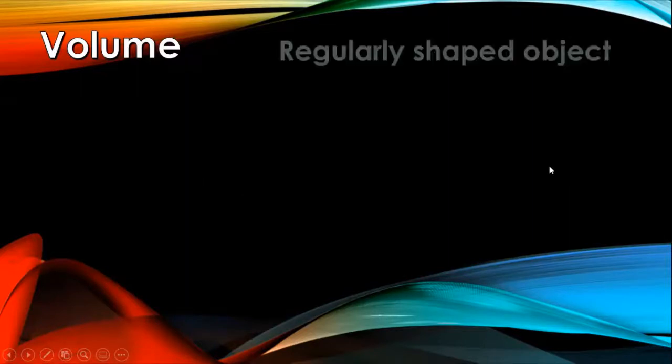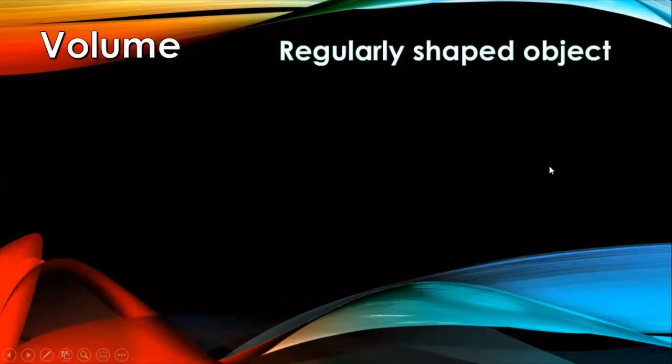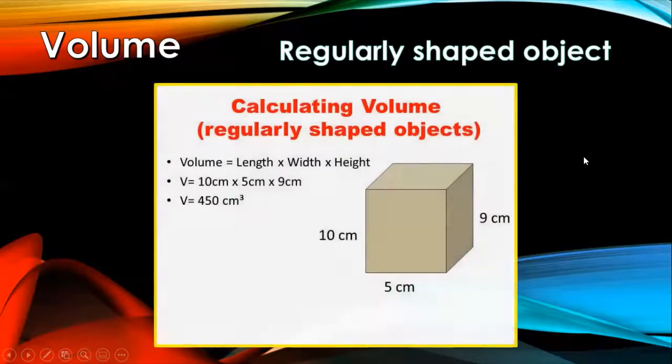The first thing we're going to look at is the volume of a regularly shaped object. This is things like we've been dealing with, cubes and rectangles. There are other shapes, but we don't have to know them. We're working with regularly shaped objects, and the best example over here is the cube. Or this isn't a cube, it's a rectangle.